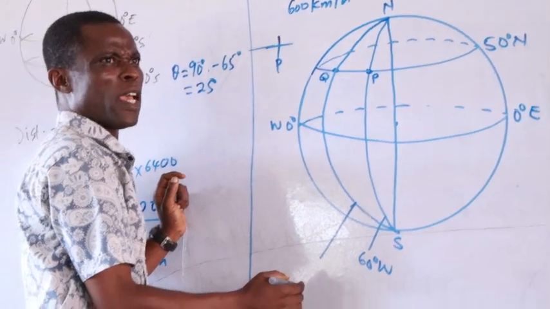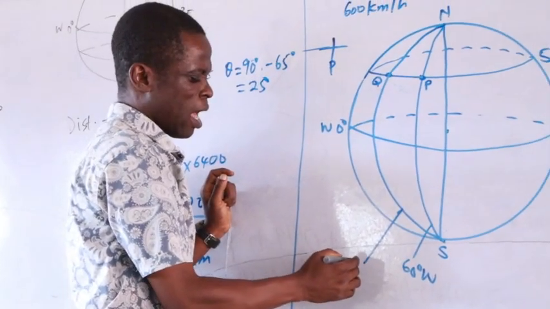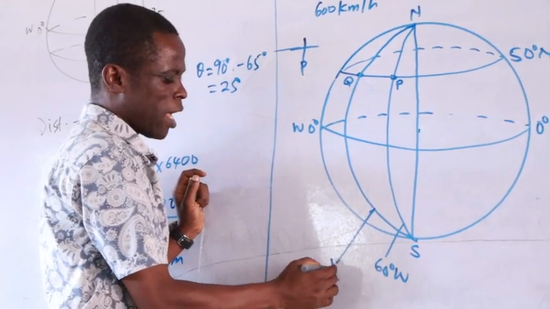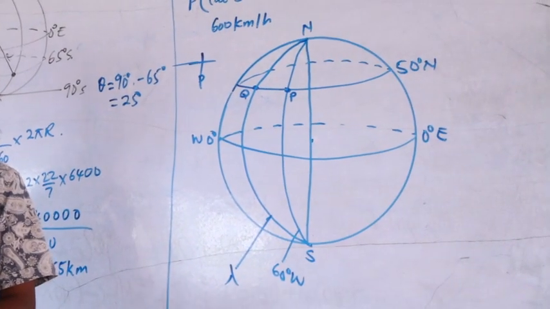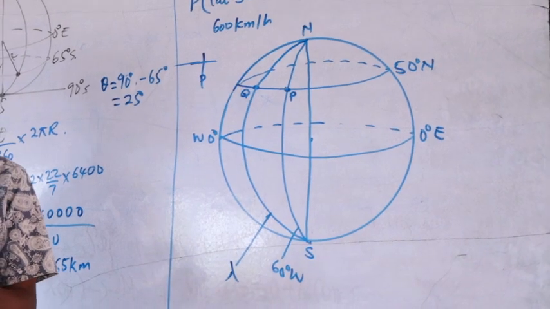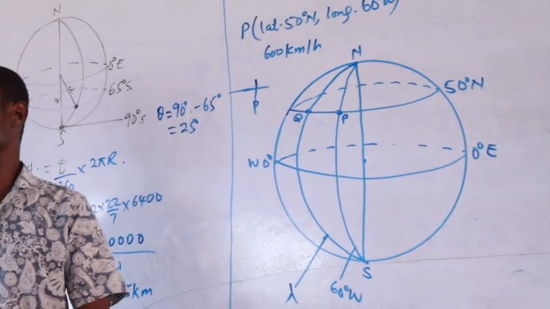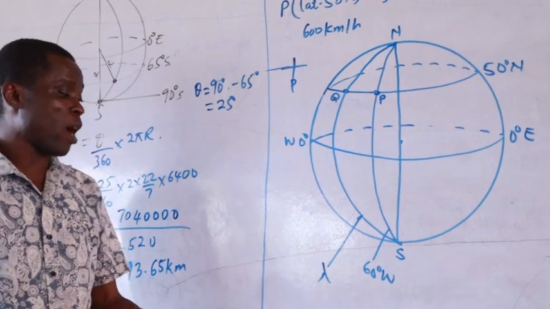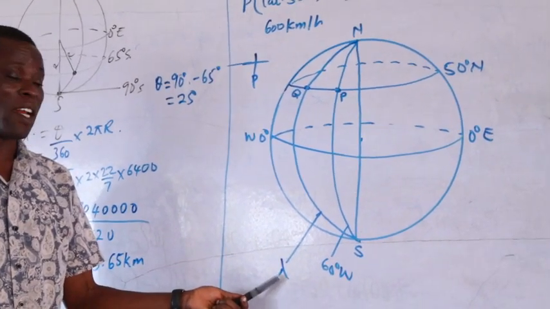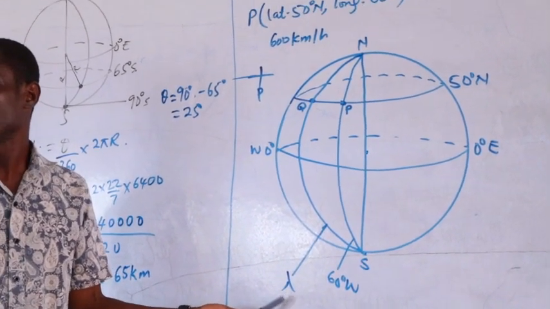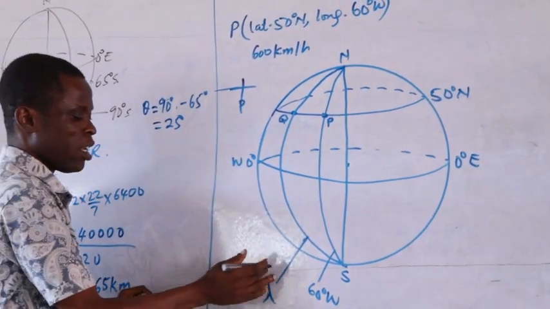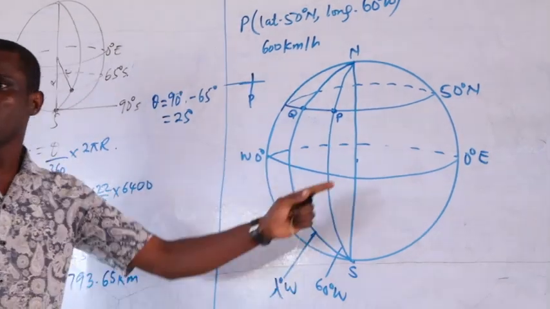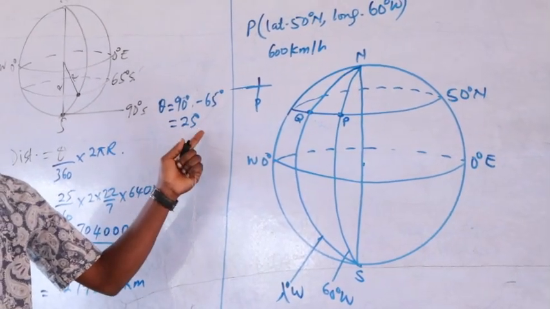But let me use lambda to represent it. I don't want to use alpha or theta, because in the formula we already have theta and alpha as variables. Are you with me now? It's just a sign to represent the longitude. The way it is drawn, this is lambda degrees west, because the flight is due west.